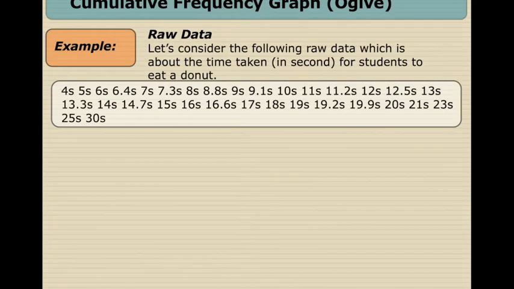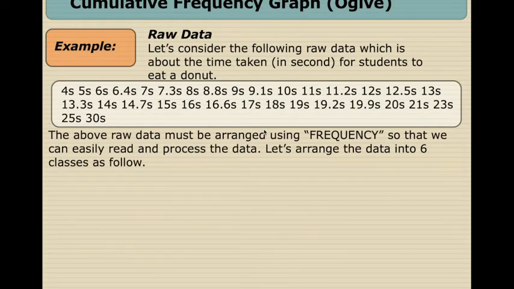Okay, here we are given raw data, which is about the time taken in seconds for a student to finish a donut. Here is the set of data, continuous data that is, and the instruction says the above raw data must be arranged using frequency so that we can easily read and process the data. So we need to make a table first, a table for continuous data. Given that the data is arranged into 6 classes, we know the number of classes.